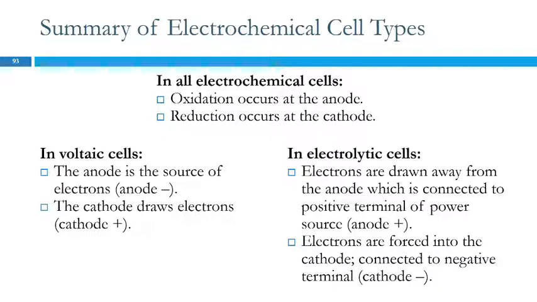So this slide gives us a summary. In all electrochemical cells, we've got oxidation at the anode, reduction at the cathode. In voltaic cells, the anode is the source of electrons, so it's negative, and the cathode draws the electrons away, it's positive. In electrolytic cells, electrons are drawn away from the anode, so the anode is positive, and electrons are forced into the cathode, connected to the negative terminal of the power source, and so the cathode is negative.